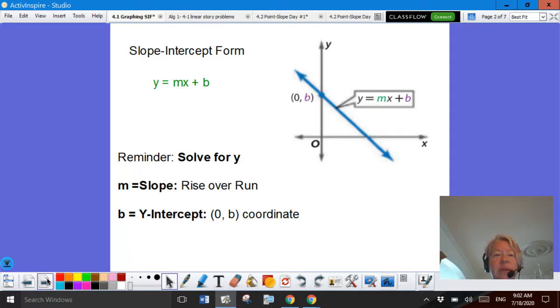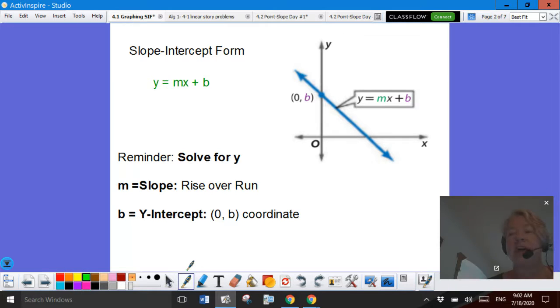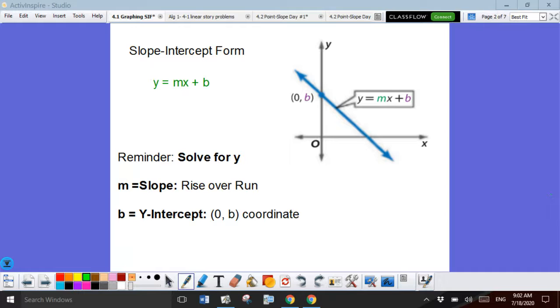So just as we're remembering, our slope-intercept form is y equals mx plus b, where we always have to solve for y. And slope is going to be rise over run, okay? Which, remember that rise is our change of y, and run is our change of x. And the easiest way to do this is always up or down first and then to the right.